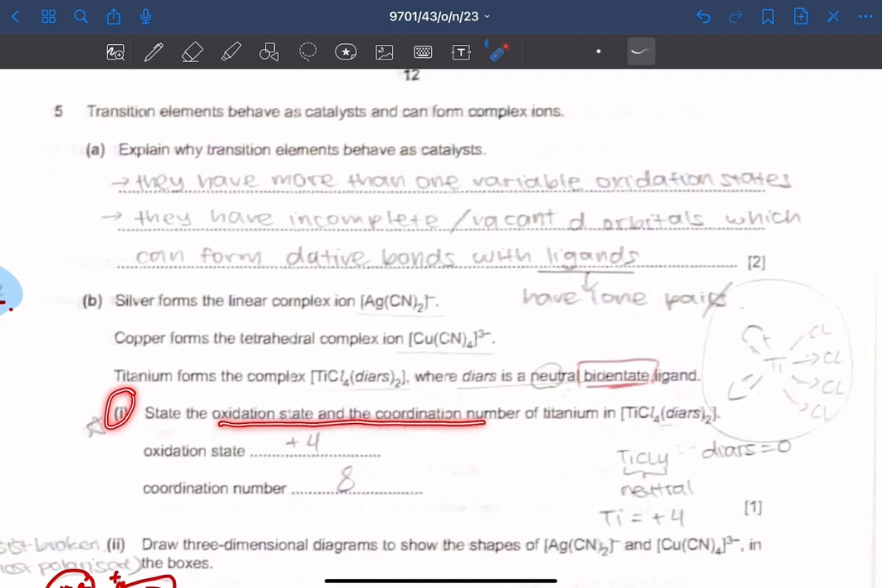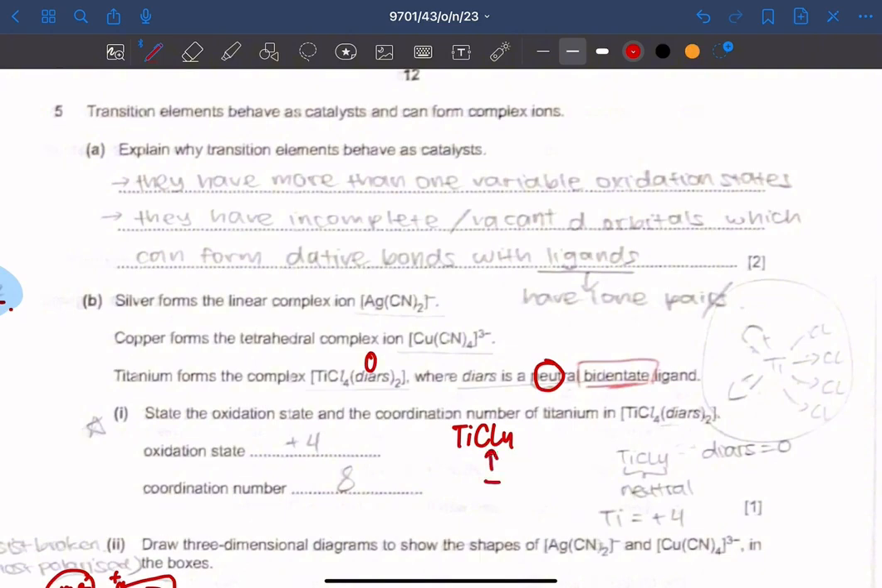So state the oxidation state and the coordination number of titanium in TiCl4(diars)2. So the oxidation state of titanium is actually 4 because diars is neutral, and so it has a charge of 0. We should just focus on TiCl4. Cl has a charge of minus 1, and because there are 4 Cl atoms, so minus 4. X minus 4 is equal to 0, neutral. So X is equal to positive 4. Therefore, the oxidation state of titanium is plus 4.